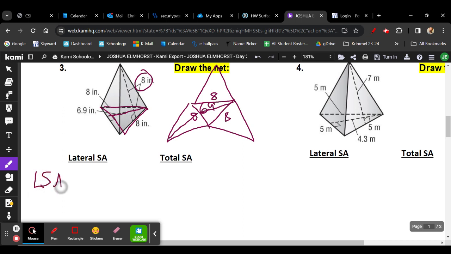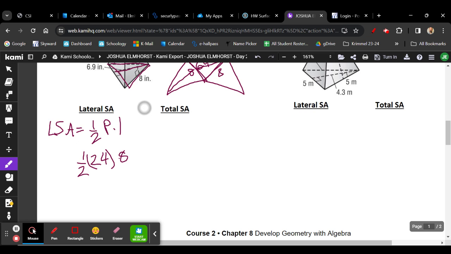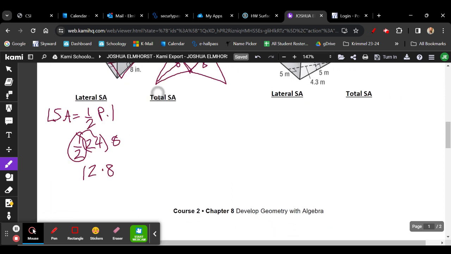The lateral surface area, we need the perimeter times the slant height divided by 2. So the perimeter is 8, 16, 24, times the slant height of 8. You do half of 24, which is going to give us 12, and then 12 times 8 will give us the lateral surface area of 96 inches squared.